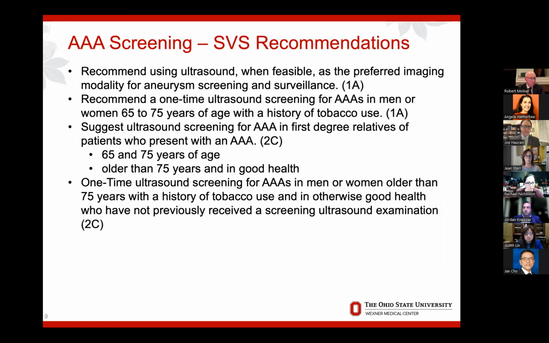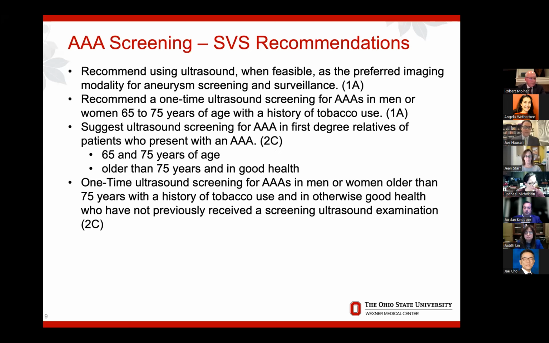So how does this tie in with our own professional society's recommendations? Ultrasound is our modality of choice when feasible, and that has pretty good evidence behind it. One-time ultrasound screening for men or women ages 65 to 75, especially with a history of tobacco use, is again a little bit more broad than the USPSTF recommendations. And then first-degree relatives, not as strong of an evidence base, but still a recommendation by the SVS.